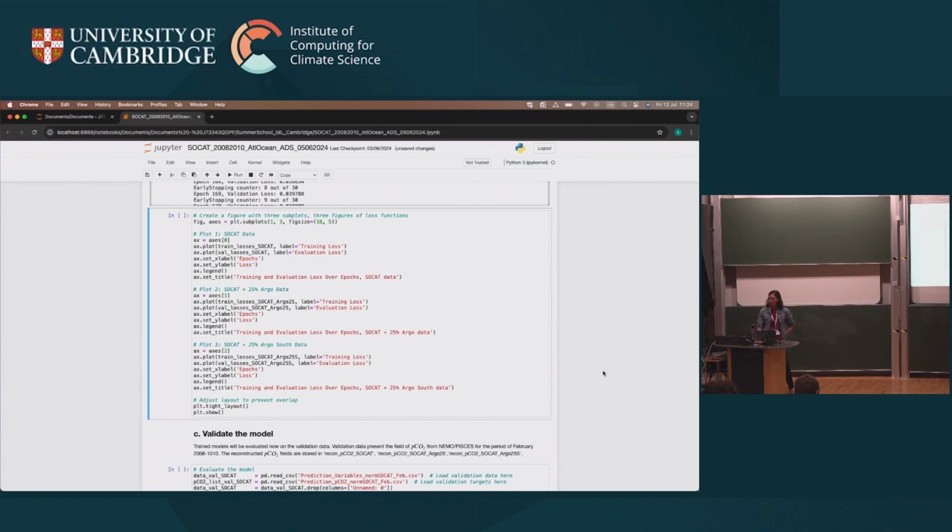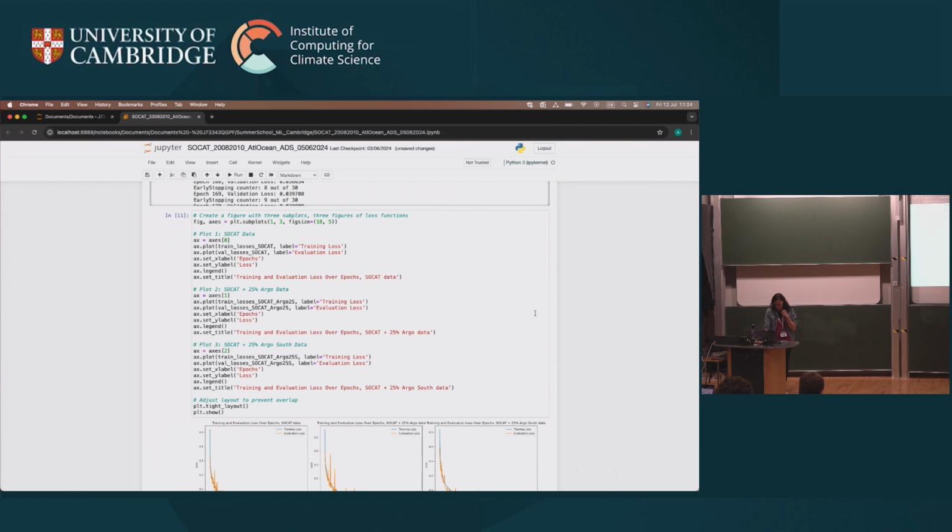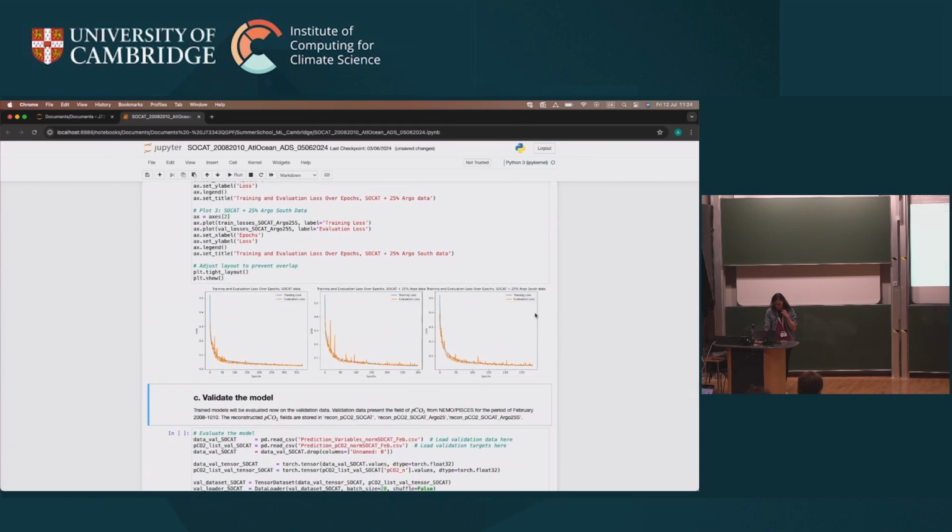The blue line will reduce, and the orange one, and the green. It's too far. Okay, so I can now plot these three loss functions.